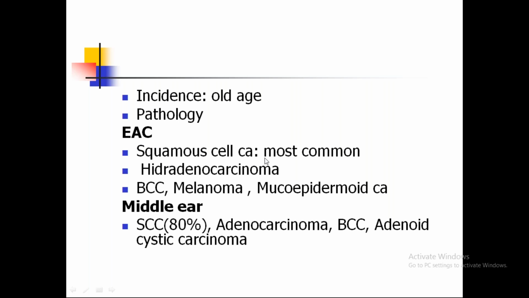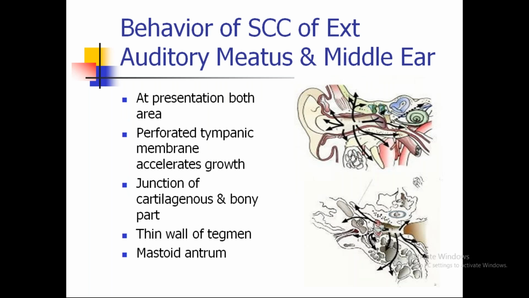In the external auditory canal, squamous cell carcinoma is the most common. Hidradenocarcinoma is also seen, BCC, melanoma, mucoepidermoid carcinoma. These are generally seen in the external auditory canal. Whereas in the middle ear, squamous cell carcinoma is the most common type, followed by adenocarcinoma and basal cell carcinoma. So these are some of the malignant tumors that are seen in the temporal bone.